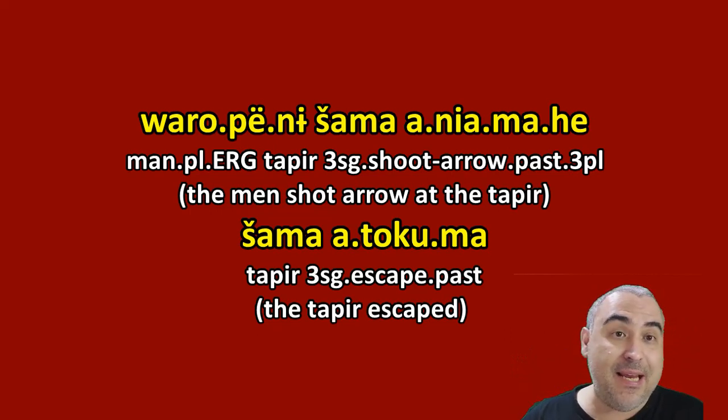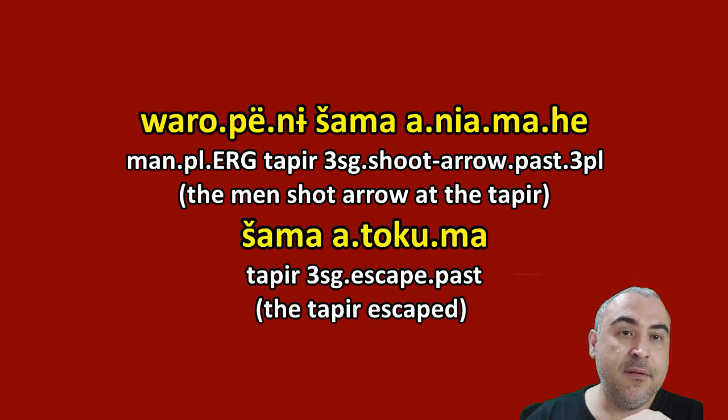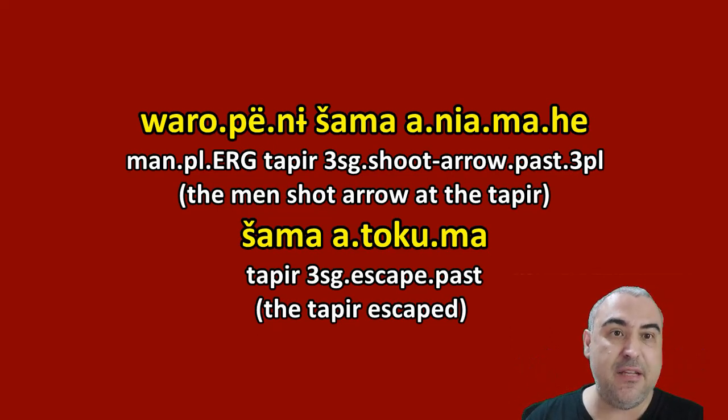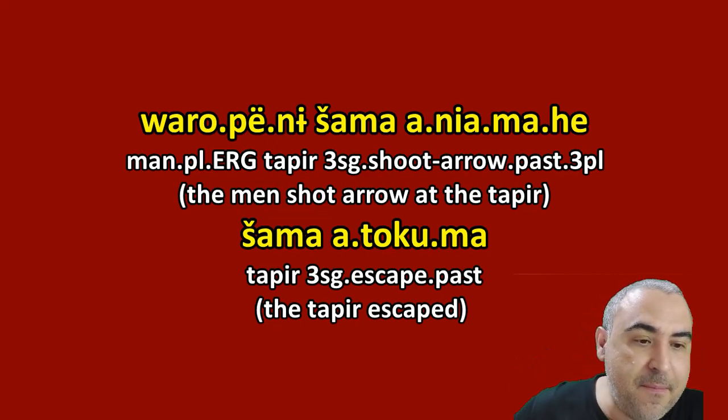And when that happens in Yanomamo, the verb agrees with the subject. The same verb that agrees with the object of the transitive verb, in this case, agrees with the subject of the intransitive verb. That defines ergativity. That's what ergativity is about. Let's take a look here.